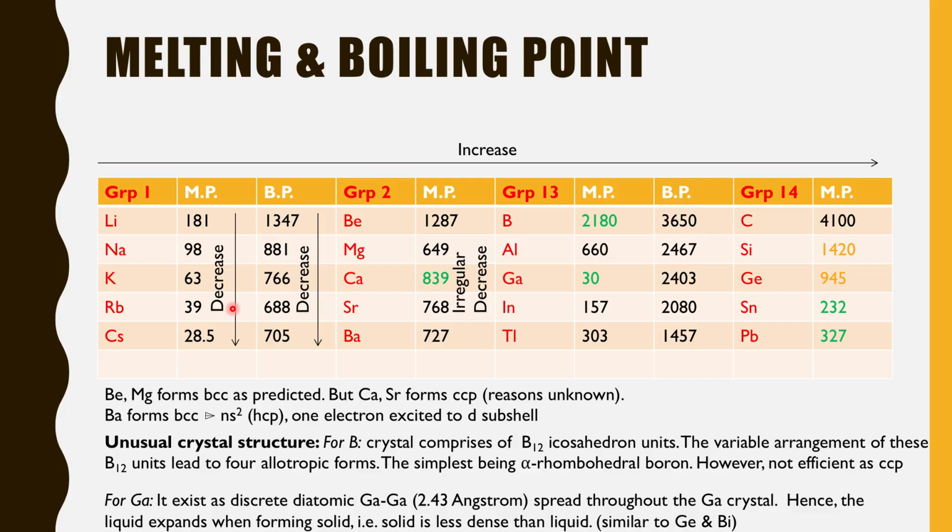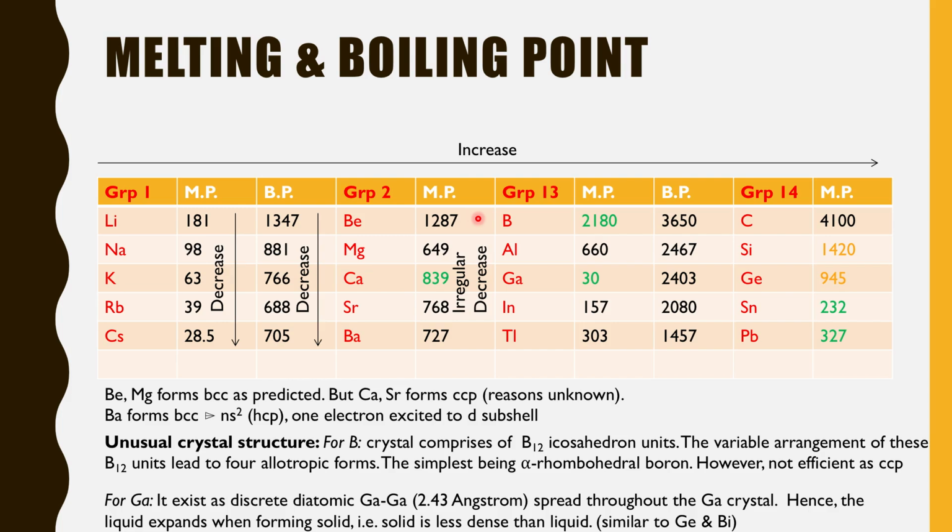Now when we move to group 2, that is the configuration ns2. So here there is a kind of irregularity that you find. So what do you see here?